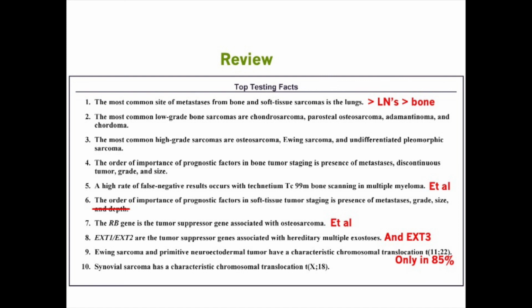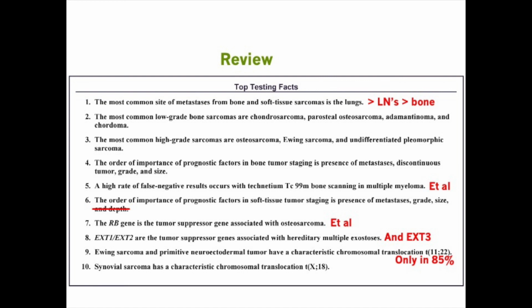The RB tumor suppressor gene is associated with osteosarcoma. There are some other genes as well, including OCT4, and RB stands for retinoblastoma, so obviously it's present in other tumors as well. EXT1, 2, and 3 are the tumor suppressor genes associated with hereditary multiple exostoses.